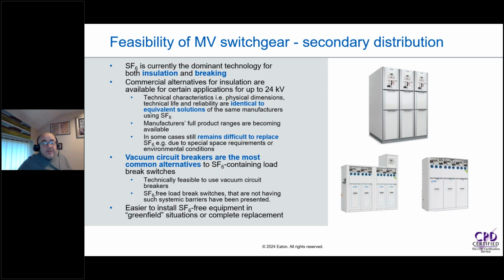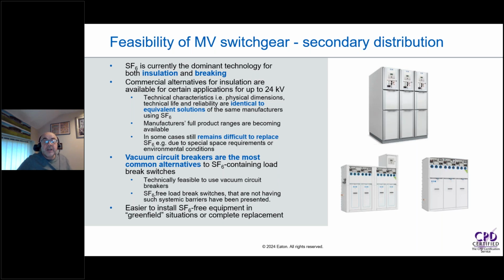If we look at what's available for the secondary distribution market, so these are maybe the more local substations that ECA members might be more familiar with, where there's HV on one side of the wall and low voltage consumer side. We've got SF6-free solutions. Currently, SF6 systems are still the dominant technology. There are hundreds of thousands of SF6-filled ring main units on the UK market still.